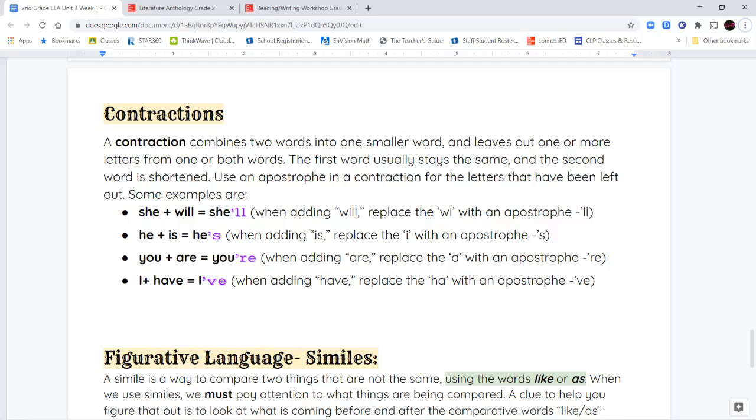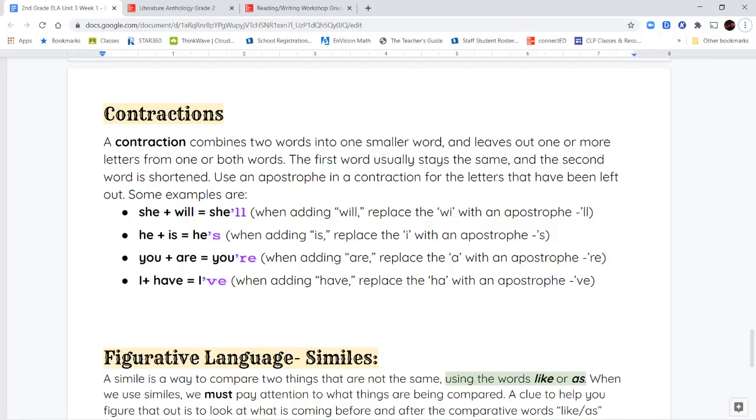Now, if I'm combining the words you are, so something plus the word are is going to be the word that I'm going to shorten. So I'm going to take out the A with an apostrophe. So you are becomes you're. So YOU apostrophe RE.